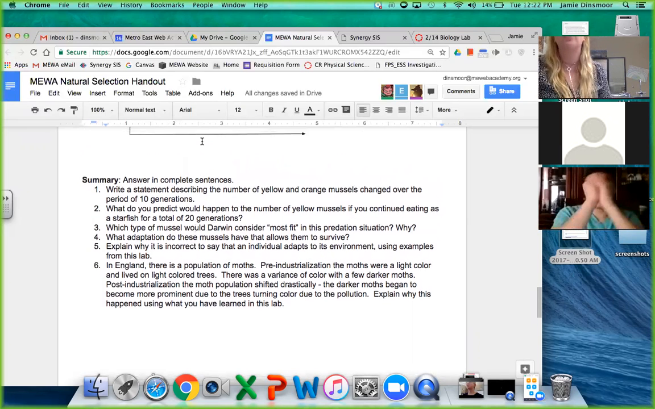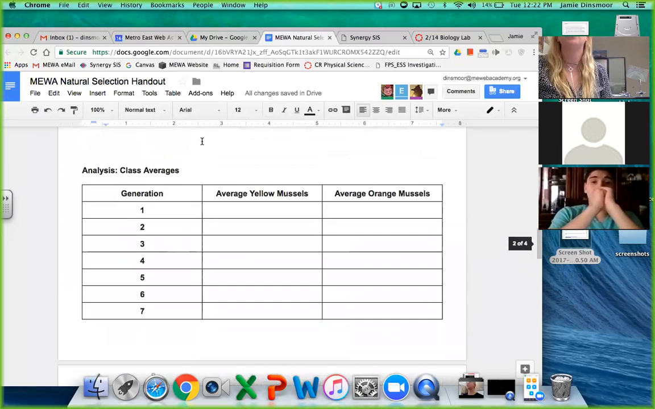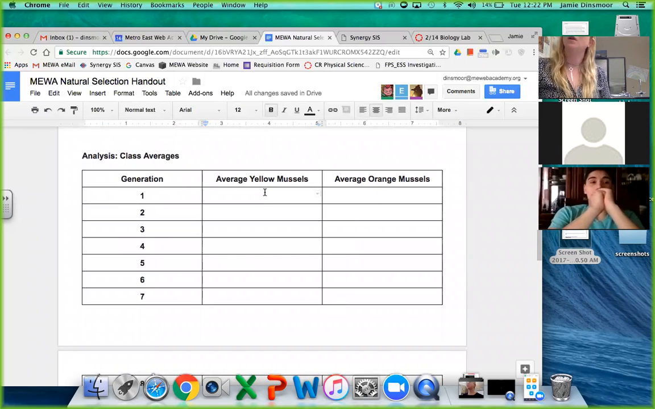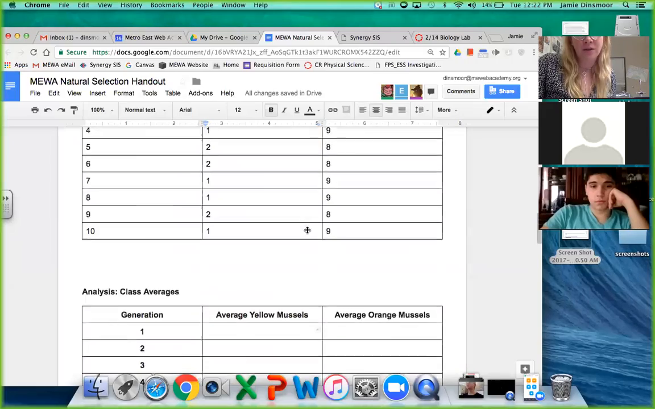So what are we going to do for the class averages? We're calculating those right now. So those are about to come into the document. Yes, I have Elizabeth calculating all the class averages. Okay, so the class averages should be there in just a moment.